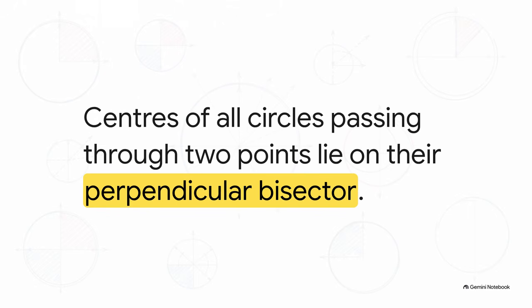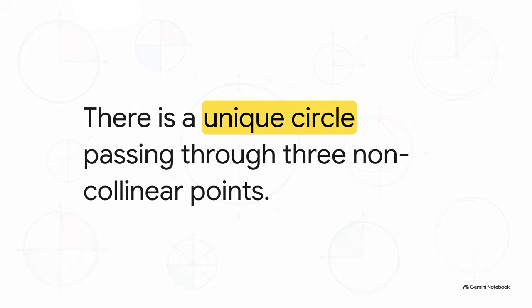This is a very important foundation that sets up our next big theorem. Which brings us to Theorem 1. There is a unique circle passing through 3 non-collinear points. If you have 3 points, A, B, and C, that aren't just sitting in a straight line, you can draw exactly one circle that hits all 3.